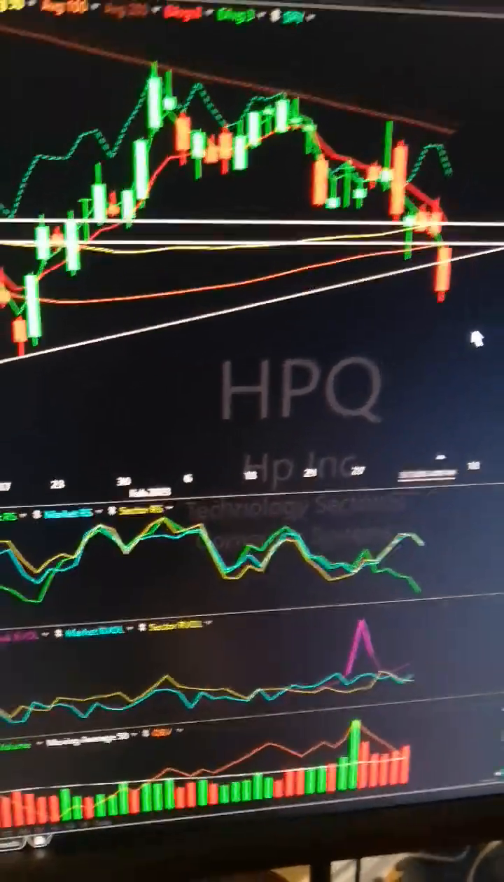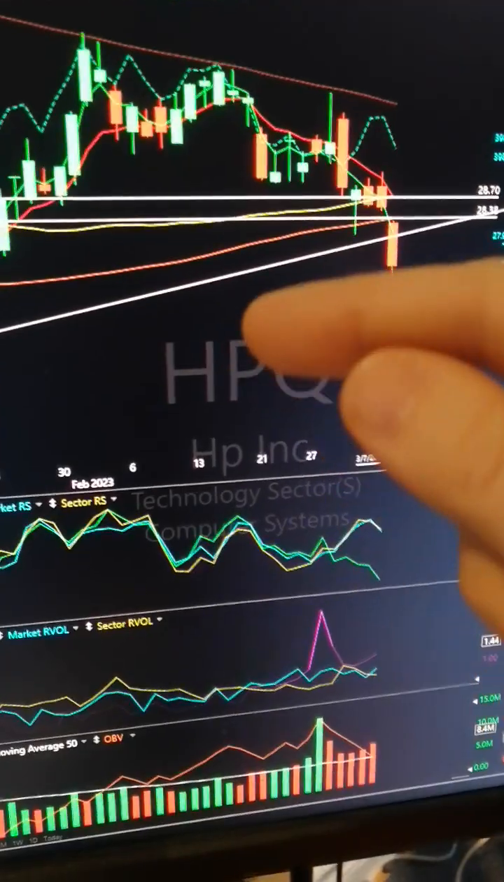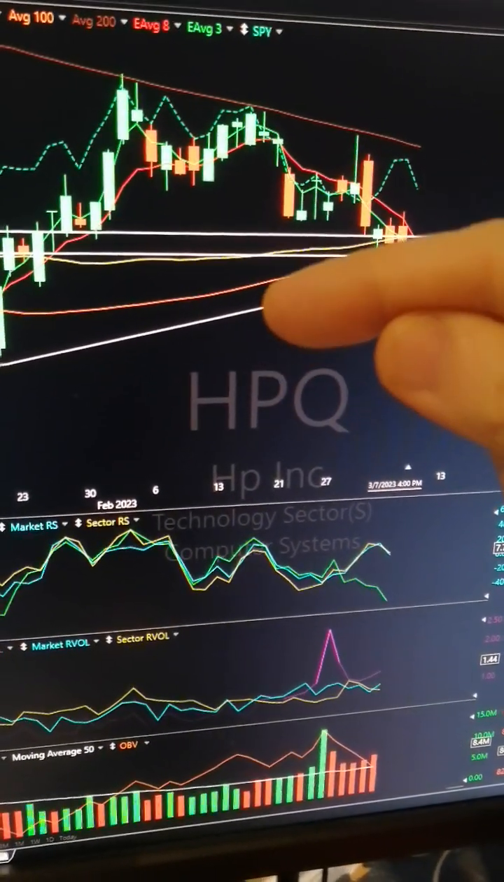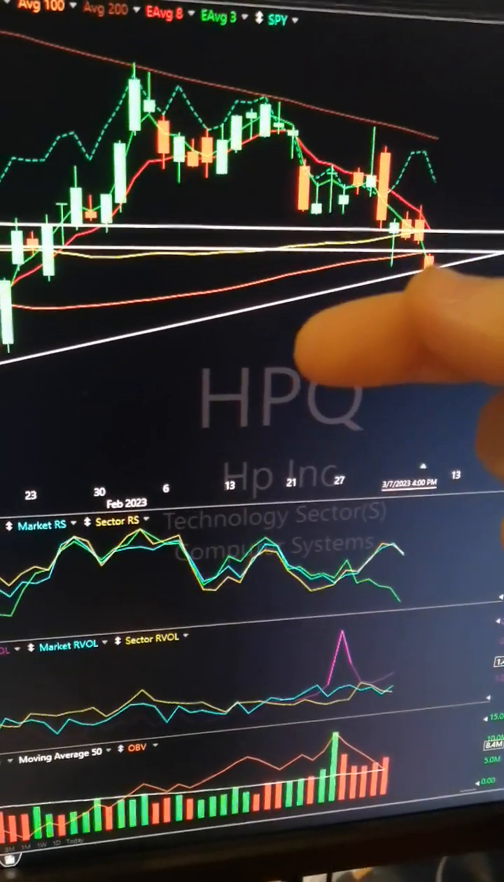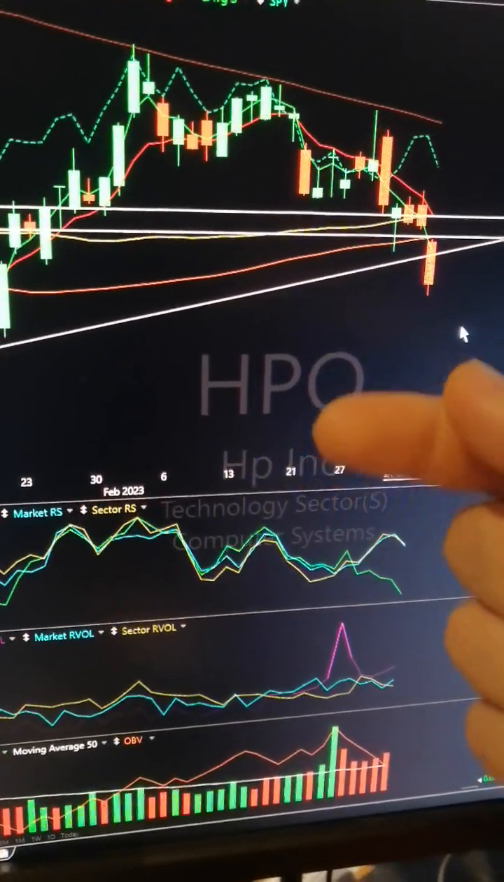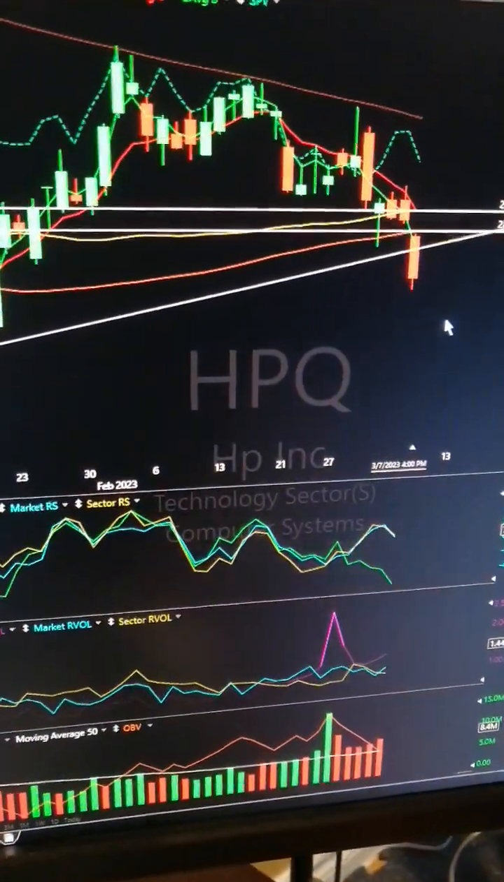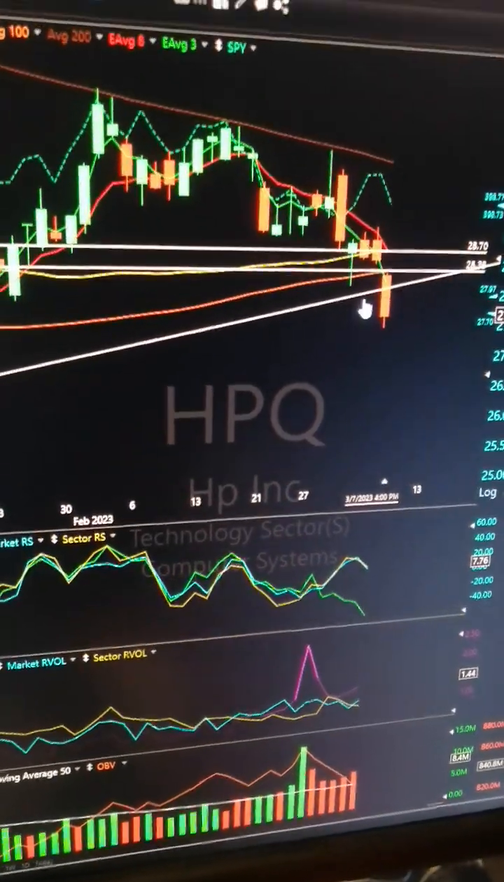I try to take trades that have at least 1-to-1 room. Basically, that means they'll move the same distance against you before you should exit, before your thesis is invalid, versus the distance they have to move where you're right and you win. You want it at least 1-to-1. The higher your win rate, the higher you can take them, but I like 1-to-1s, and obviously anything more than 1-to-1 is nice as well.